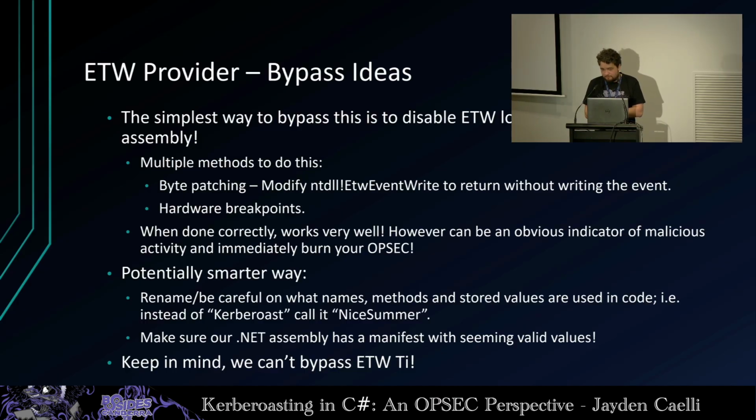However, doing ETW bypassing is a very malicious activity in and of itself, and so you can get caught by attempting to do this exactly. A potentially smarter way to think about it would be to be careful of what you're using in .NET: your function names, your variable names, what output you're putting. So instead of having a function called Kerberoasting, you might have a function called nice summer. Also remember that our .NET assembly has manifest metadata around it, and if that's set to version 0.0.0 with no copyright information, that can look a bit suspicious in and of itself, and it takes 5 seconds to set up, so why not set it up?